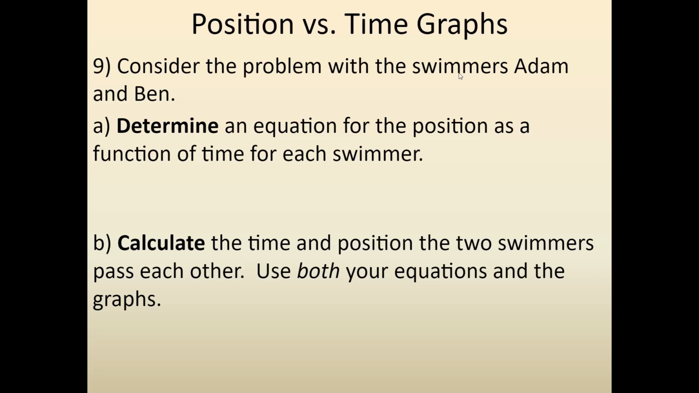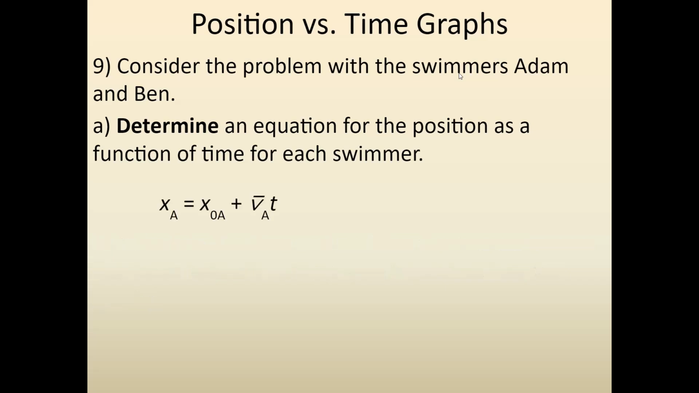All right, so for part A, it wants us to determine an equation for the position as a function of time for each swimmer. This is one thing that we're going to have to work on, the fact that we have to come up with our equations for this. Now, the only real equation that we have as far as the position for an object is the average speed equation, right? We have the average velocity equals displacement over time, or change in position over time, if you will. So what we're going to end up doing is rewriting this equation like this.